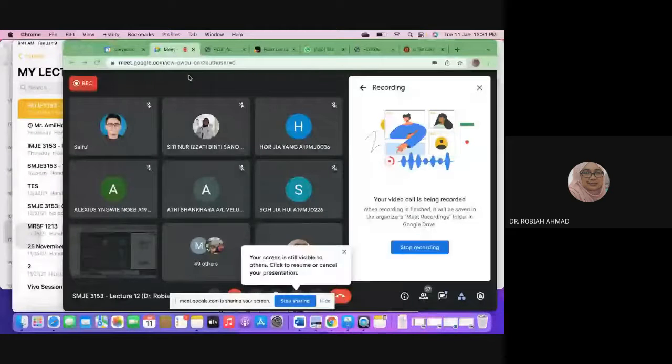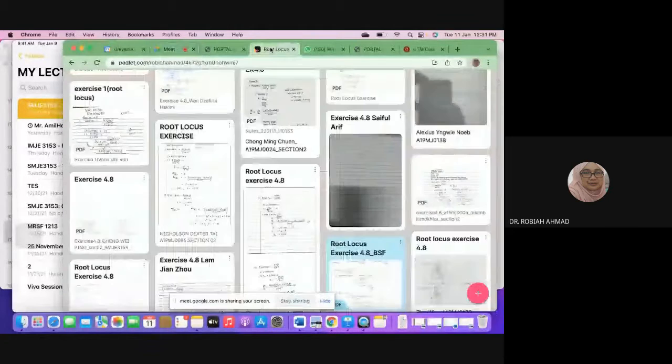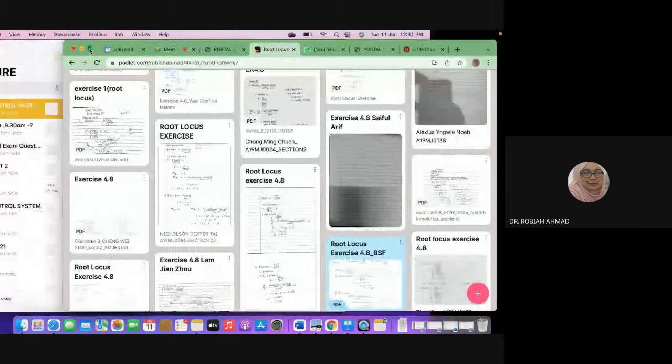Doktor tak share. Tak share? Okay. Doktor tak share, doktor offset dah. Okay, sorry. Boleh nampak sekarang? Sekarang awak nampak apa?